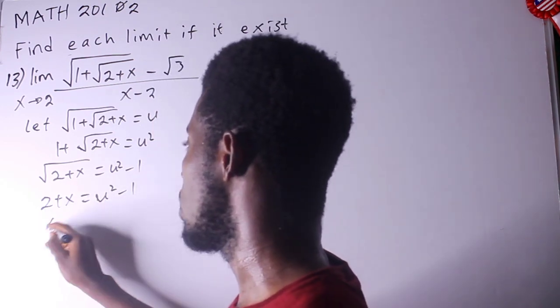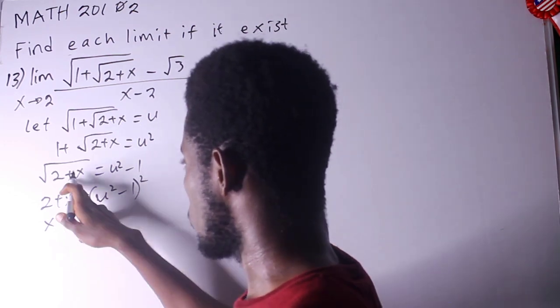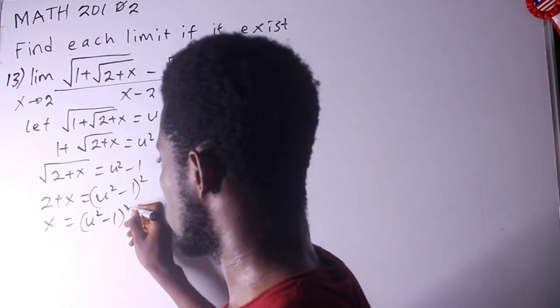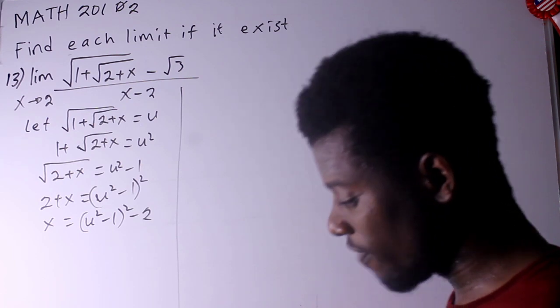2 plus x is equal to u squared minus 1, all squared. We send the 2 across, so x is equal to u squared minus 1, all squared, minus 2. Now, that is the value of x.